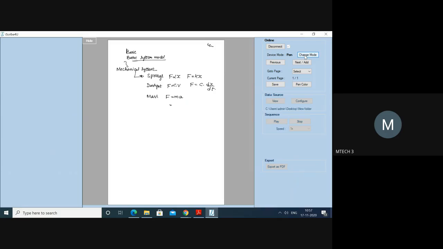Where a is nothing but acceleration, that is dv by dt. So v is nothing but dx by dt. So that will be equal to m into d square x divided by dt square. So this is the one particular equation. F is equal to k into x and F is equal to c into dx by dt. So these are the three equations we have discussed in the last class.